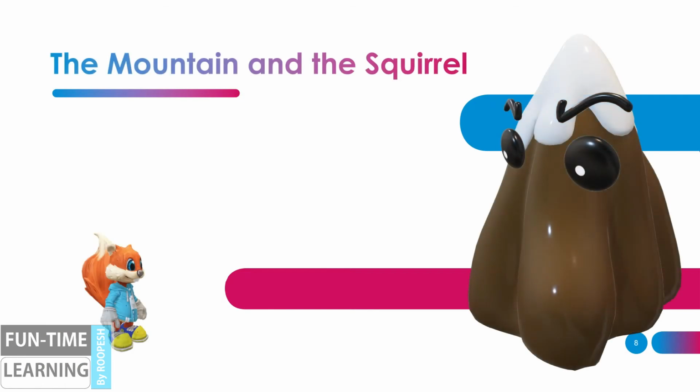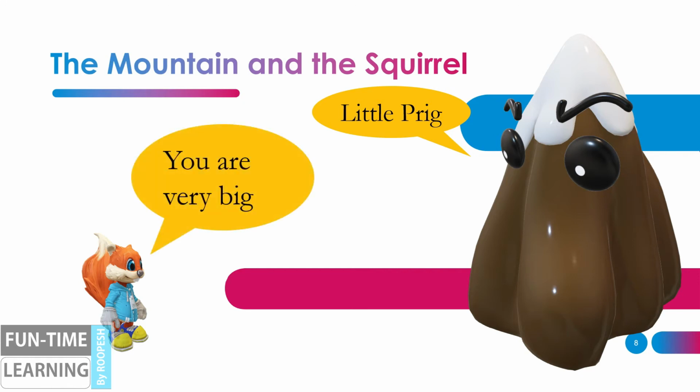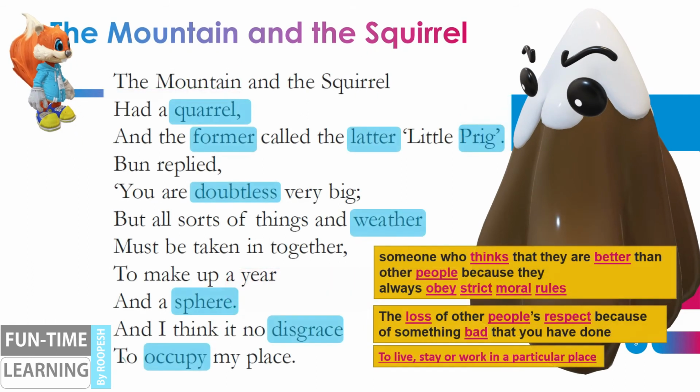The Mountain and the Squirrel. An animation of a mountain and squirrel is here. Let us see what the mountain is saying. The mountain is calling the squirrel a little prig. He's really angry, I guess. Little prig. What is the meaning of prig? We will understand it in the coming pages. You are very big, the squirrel is saying. The Mountain and the Squirrel.